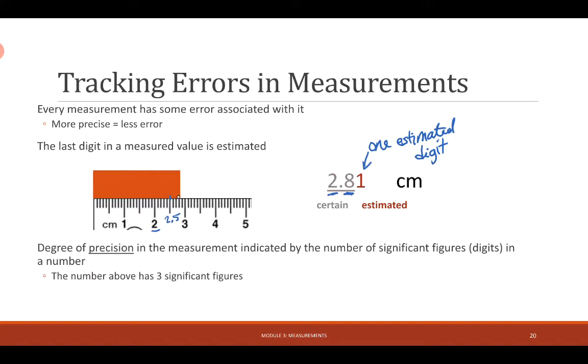If it looks like it's halfway, you would write 2.85. If it's less than halfway, then you have to estimate with your eyeballs how far along it is. I estimated that it's a 1, and so I would record this measurement as 2.81. That's one estimated digit and then all of the certain digits. As far as tracking goes, we would count this as 3 significant figures. All of the certain digits are significant, and that one estimated digit is significant.